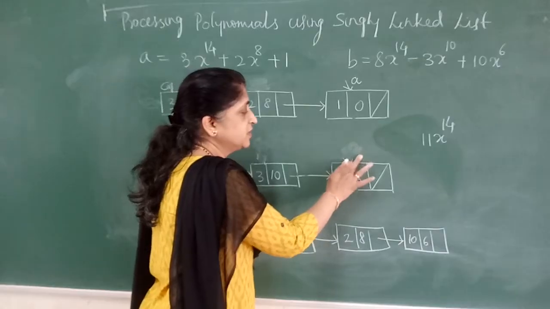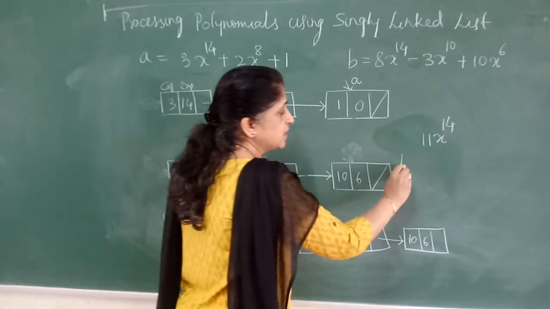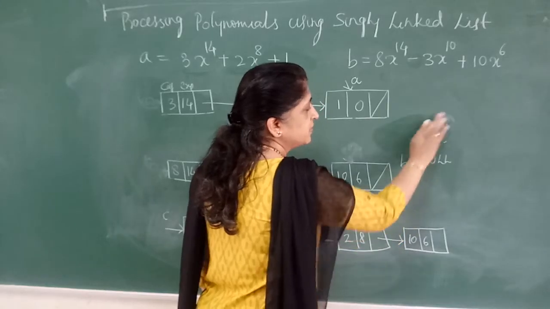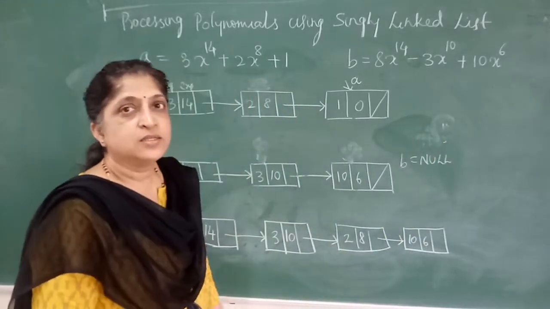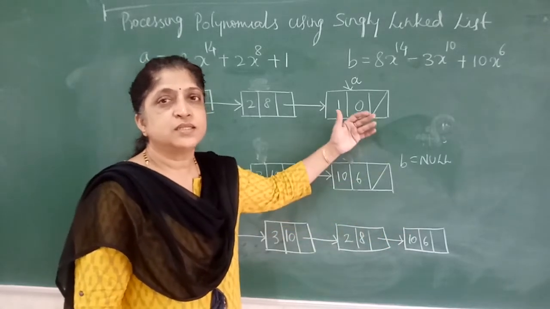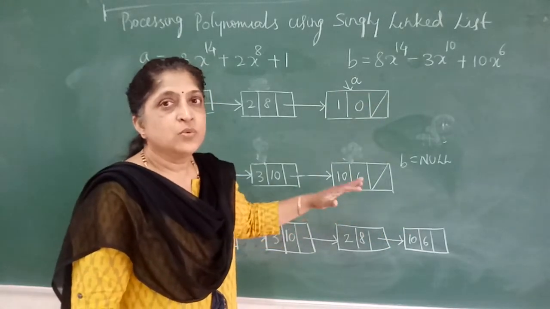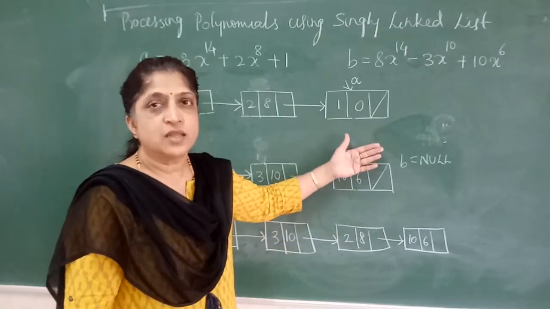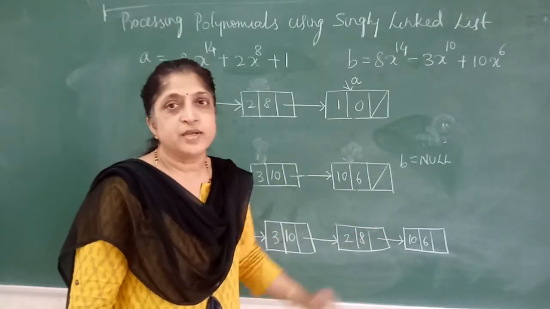So what do we have in the next address field? B is null. So B will now be equal to null. That means we have reached the end of one of the polynomials, so there is nothing to compare with this. Once we reach this stage, whatever nodes are remaining in the other polynomial should all just be appended.